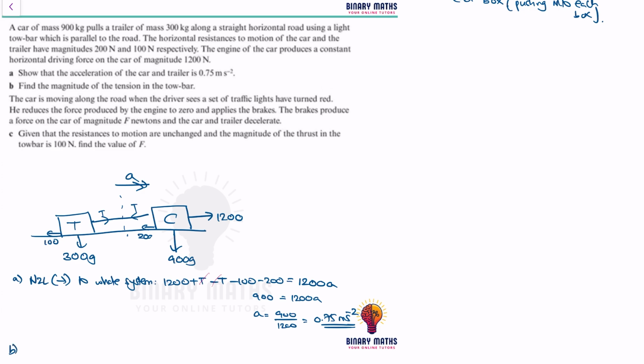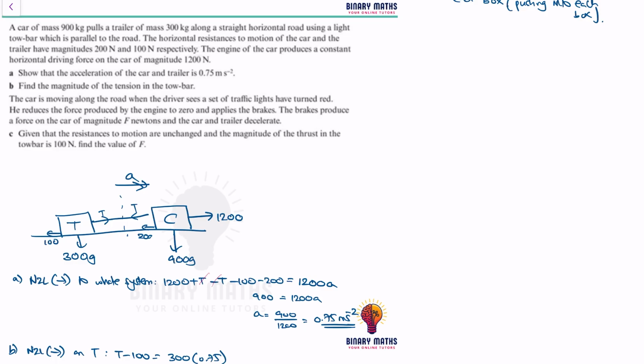B is find the magnitude of the tension in the tow bar. So to do that, I need to do Newton's second law horizontally on the trailer. Then I get T minus 100 must be equal to mass of trailer, which is 300, times acceleration, which is 0.75, which means T must be equal to 300 times 0.75 plus 100, which means T must be equal to 325 newtons.